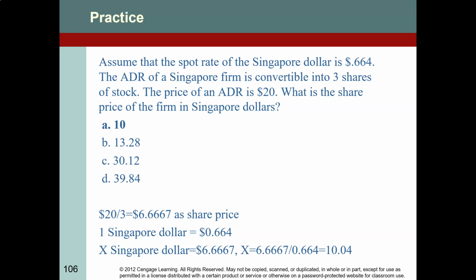We know that the spot rate tells us that one Singapore dollar is 0.664 US dollar. So we're looking for X Singapore dollars here, which equals 6.667. So we can just use X divided by 1 equals 6.667 divided by 0.664. So we have 10.04. We should choose option A here.